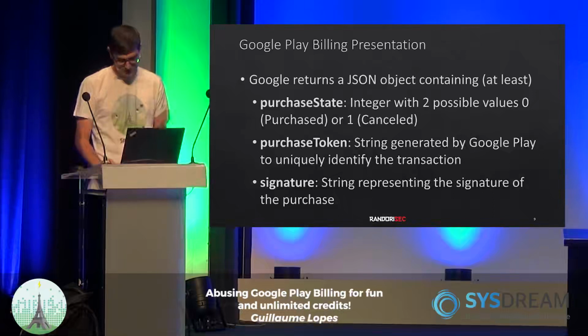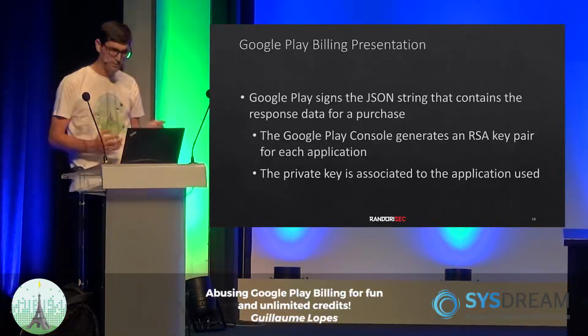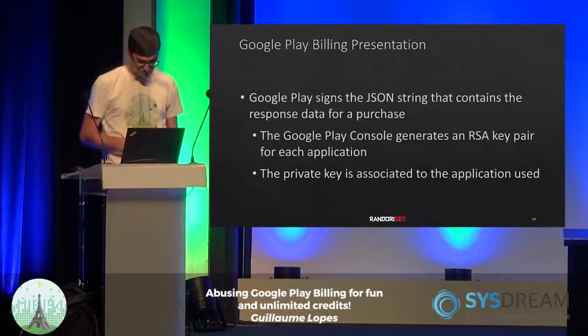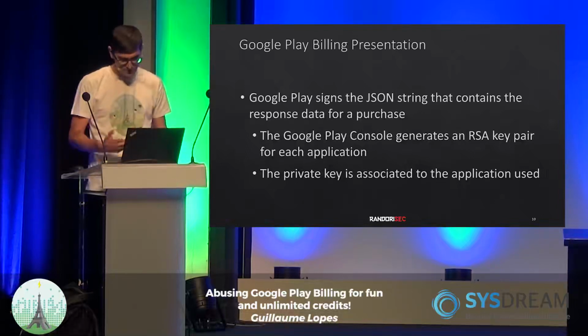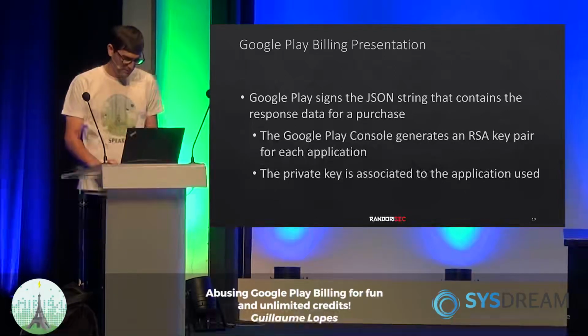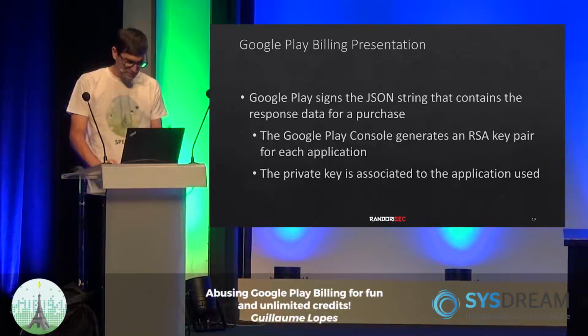So for sure, the idea is for the developer to ensure that the signature returned by the Google Play backend is a good one. So yes, to do that, you need just to generate an RSA key pair for each application you are going to use with Google Play billing. And yes, the private key is used to perform the signature.